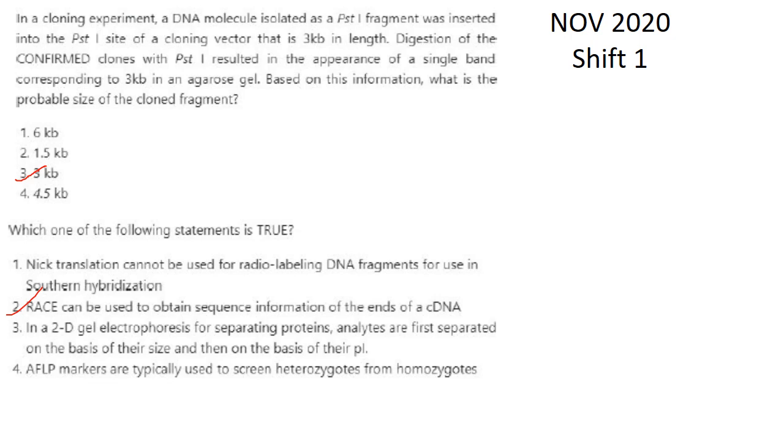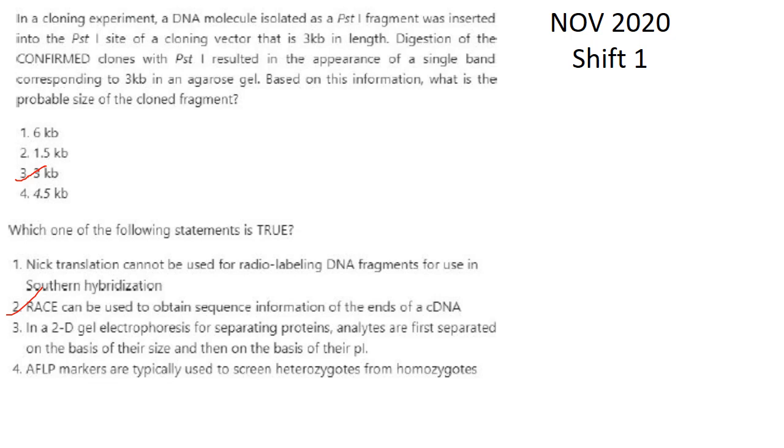Which of the following statements is true? Nick translation cannot be used for radiolabeling DNA fragments for use in Southern hybridization. That is not correct. RACE can be used to obtain sequence information of the ends of cDNA. That is correct. In a 2D gel electrophoresis for separating protein, analytes are first separated on the basis of their size and then on the basis of their pI. It is first on the basis of their pI and then on the basis of their size. So 3 is also not correct.